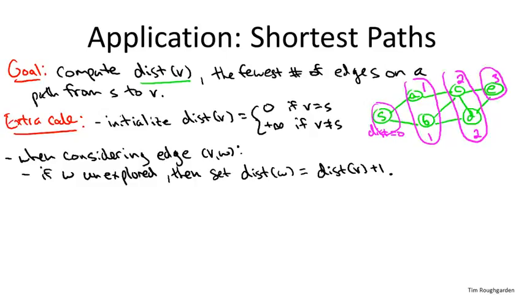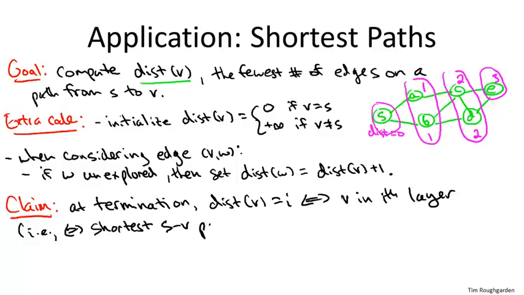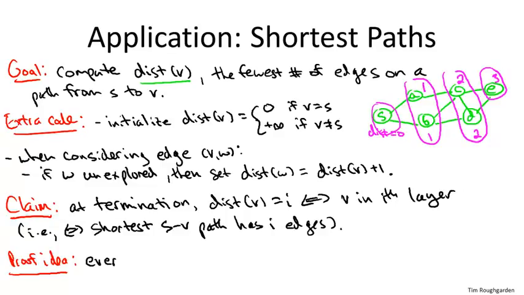I hope you find it very easy to believe at this point that that claim is true in general. That the distance computed by breadth first search for an arbitrary vertex V that's reachable from S is going to be equal to I if and only if V is in the ith layer, as we've been defining it previously. And what does it really mean to be in the ith layer? It means that the shortest path distance between V and S has I hops, I edges. So I don't want to spend time giving a super rigorous proof of this claim, but let me just give you the gist, the basic idea, and I encourage you to produce a formal proof at home if that's something that interests you.